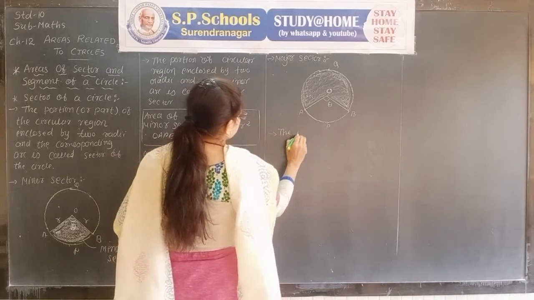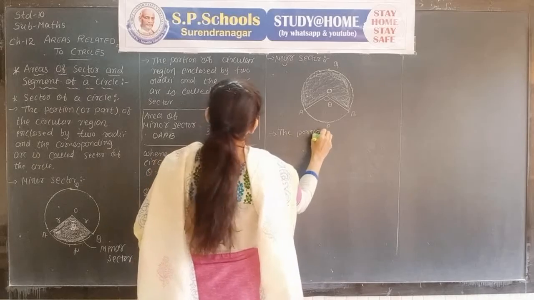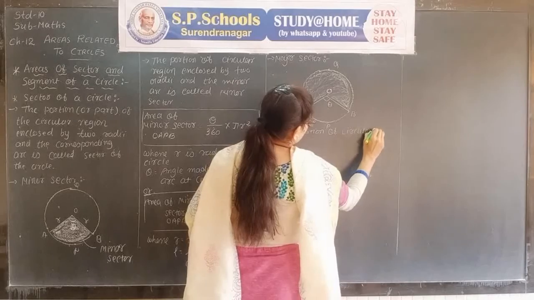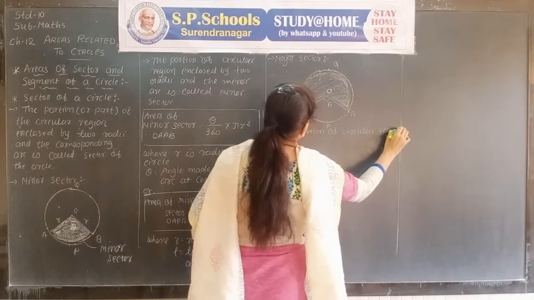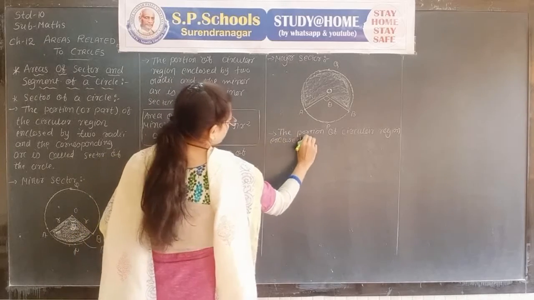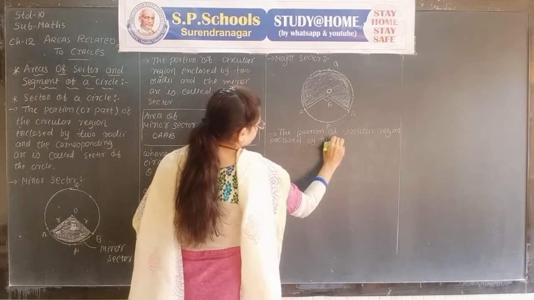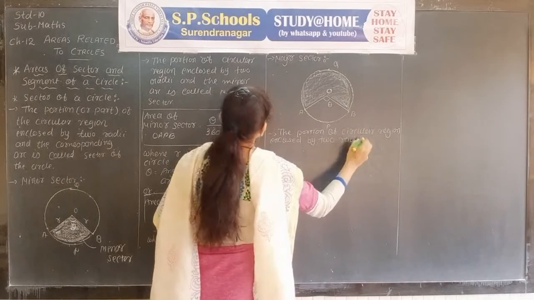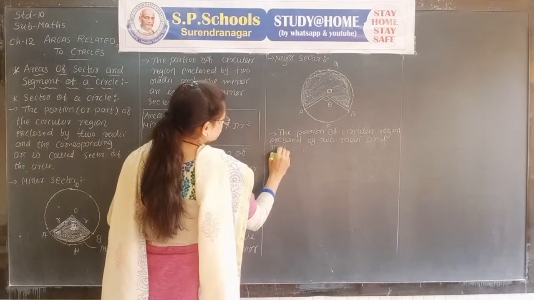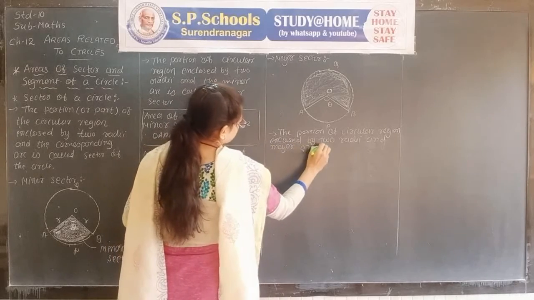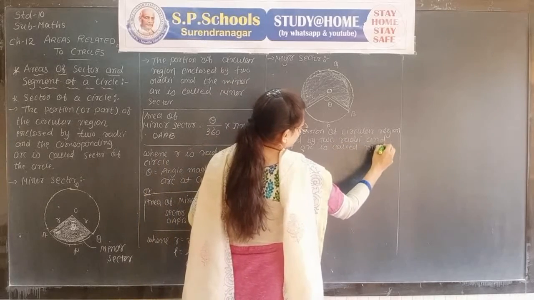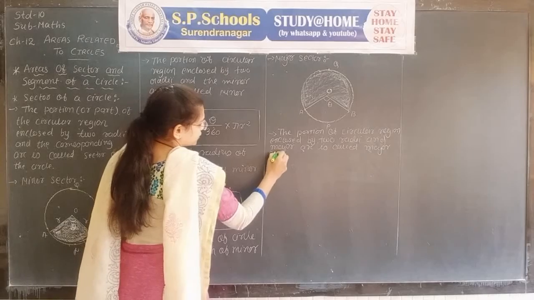Theta is angle made by minor arc. The portion of circular region enclosed by two radii and major arc is called major sector.